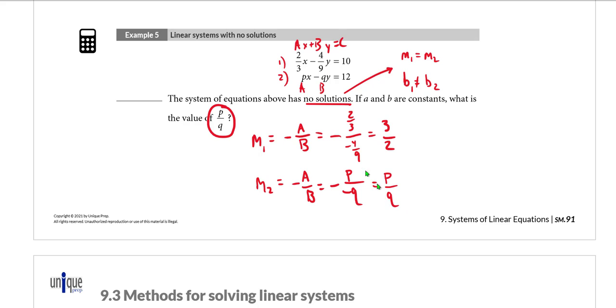Well, remember, this equation has no solutions, and that means the slopes have to be equal, which means that these two values, the slope of the first line, the slope of the second line, must be equal. P over Q must equal 3 over 2, and what do you know? That is what the question is asking. What is the value of P over Q? So we are done. 3 over 2 or 1.5 would also be acceptable.